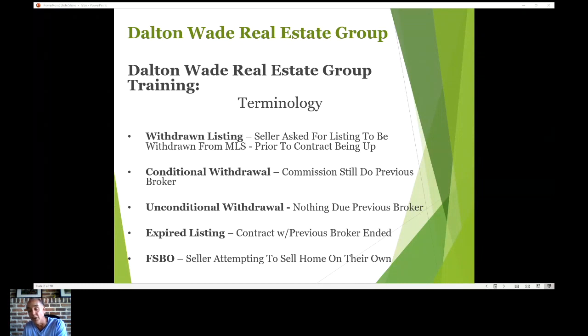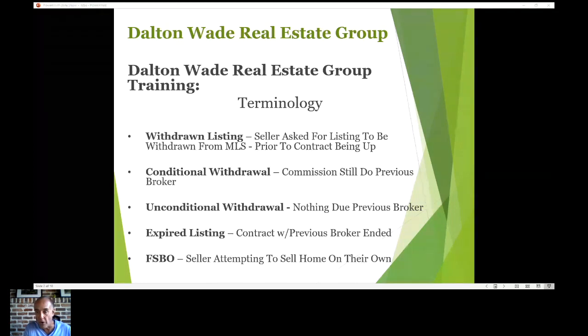Unconditional, so it'll have a little U next to it. There's nothing due to the previous brokerage, withdrawn unconditionally, all good to prospect that. Expired listing, certainly you can prospect that. There's no more relationship. And then obviously for sale by owner, that particular individual is trying to sell their home on their own. So that's just a little background.